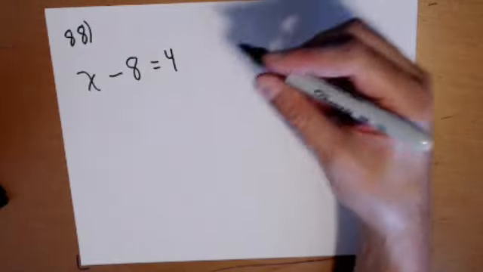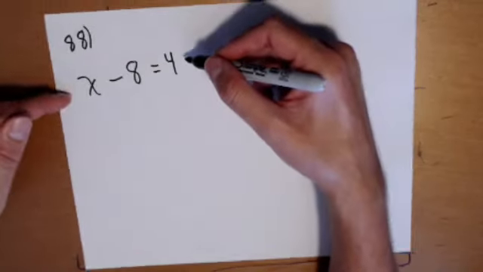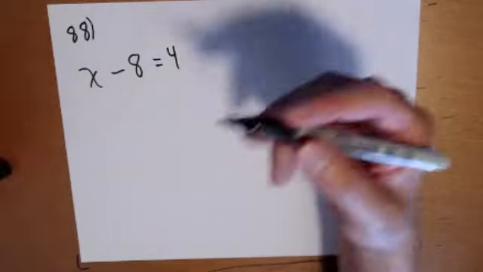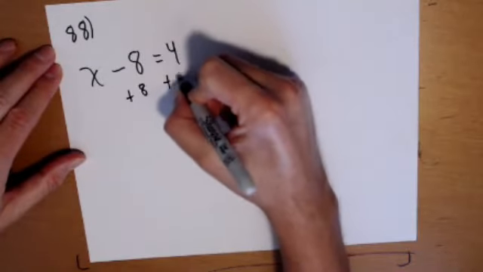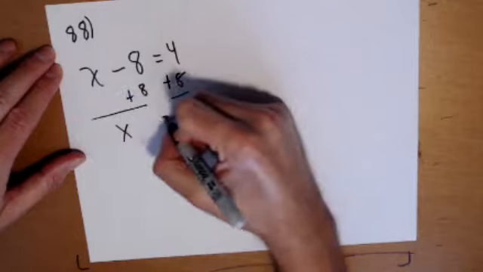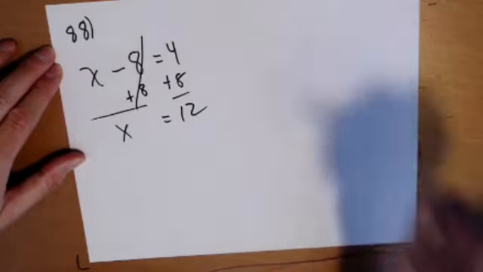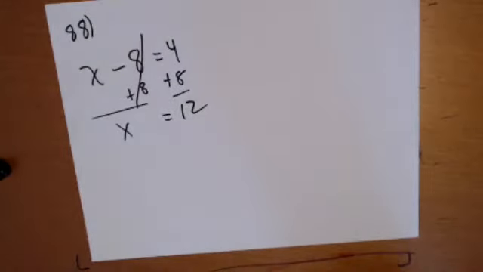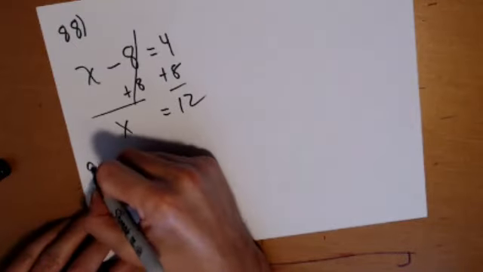Okay, cool. So again, this is the hard part, translating the words into an algebraic statement, and now we just solve. Add 8, x equals 12. Bye-bye. Okay. Try number 90, since this is fun.